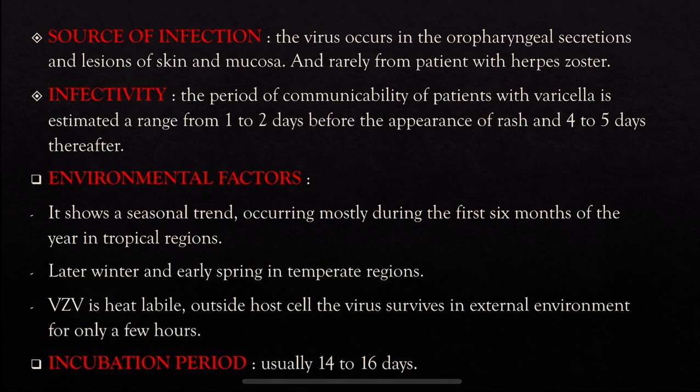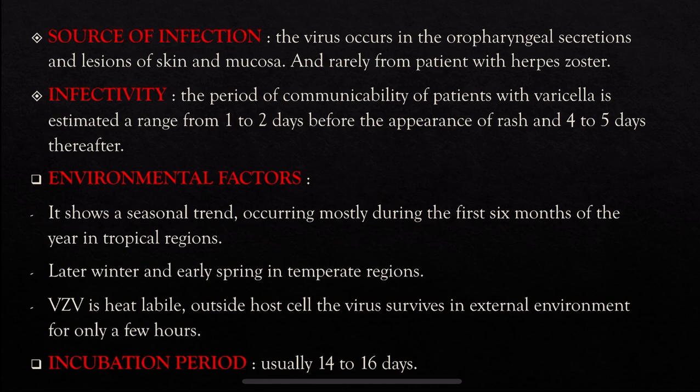Moving further to the environmental factors, it shows a seasonal trend, occurring mostly during the first 6 months of the year. In tropical regions, during the first 6 months, January to June, it remains a seasonal trend. Later, during the winter and early spring, it appears in the temperate regions.